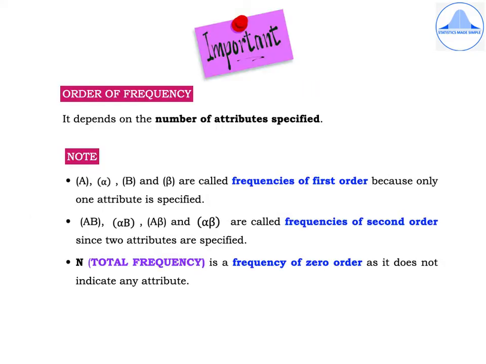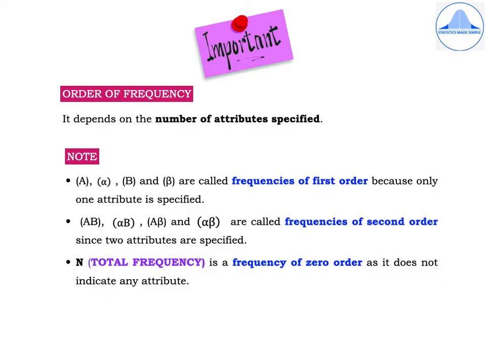Next important terminology is the order of frequency, and it depends on the number of attributes which are specified. Under the first note, we have A, alpha, B and beta all indicated within brackets and are called frequencies of first order because they have only one attribute specified. Whereas AB, alpha B, A beta and alpha beta, which are specified within brackets, are called frequencies of second order since two attributes are specified.